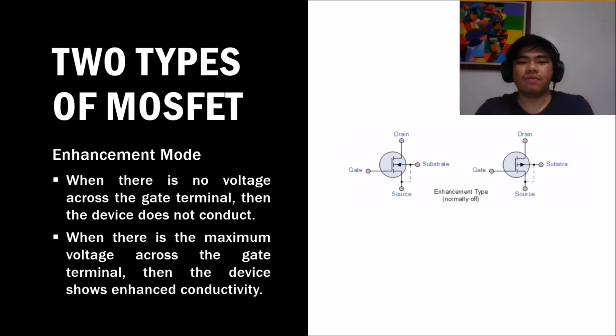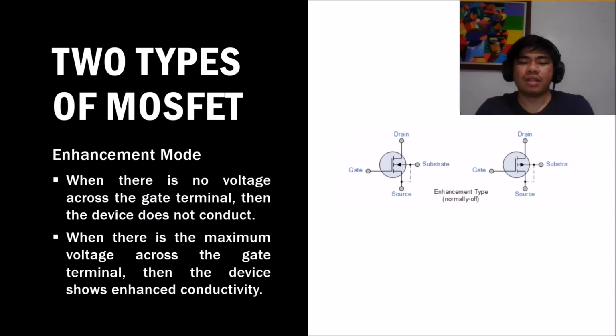In enhancement mode, when there is no voltage across the gate terminal, the device does not conduct. When there is a maximum voltage across the gate terminal, the device shows enhanced conductivity. In other words, enhancement type is the opposite of depletion mode. Enhancement types are like a normally open circuit. This means you apply voltage to the gate, relative to the source, to turn on the MOSFET.